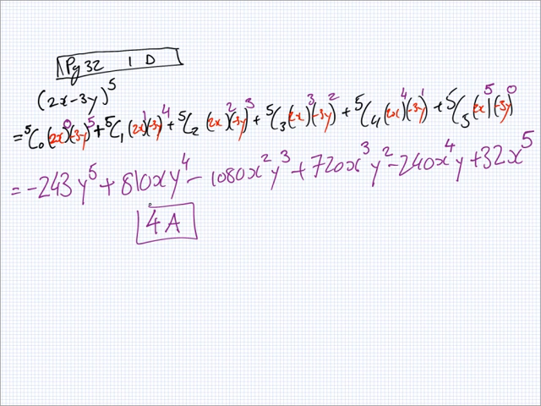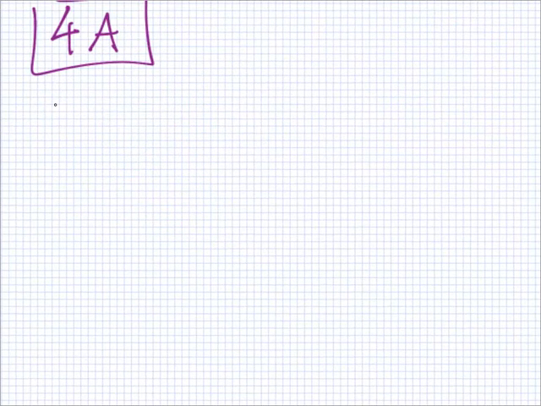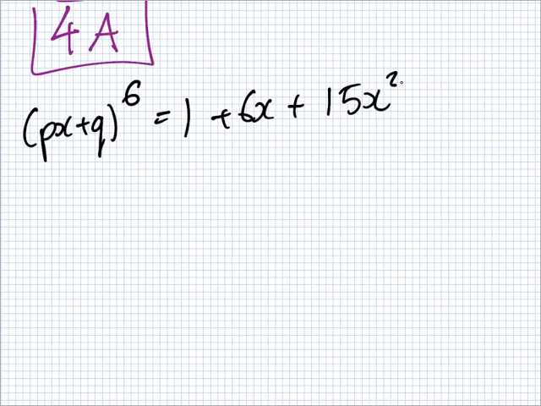We'll look at 4A now. Can I scroll down? Okay. So we have (px + q) to the power 6 equals 1 + 6x + 15x squared. Now, we need to figure out what the p and the q were. Does anybody have any ideas on what we could do first here? Any ideas?